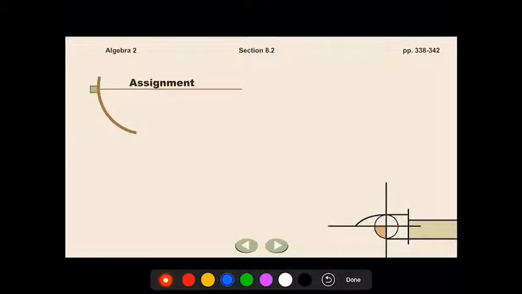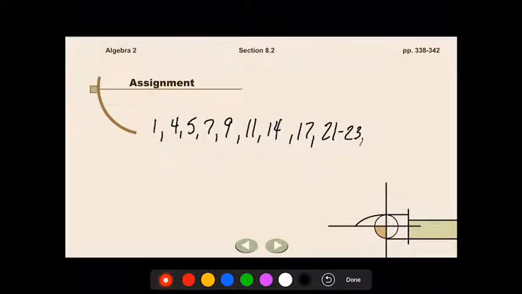So your homework will actually come in very handy here. Go ahead and pay attention to the screen. I'm going to put your homework on the screen here for you guys. You guys will need to complete, off of this lesson, 8.2: 1, 4, 5, 7, 9, 11, 14, 17, 21 through 23.